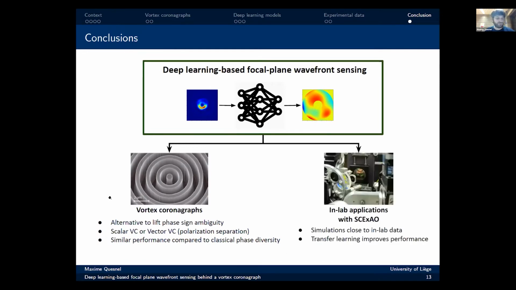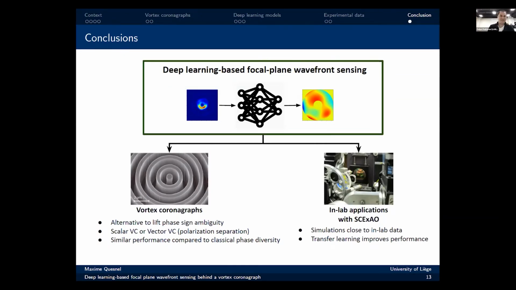And I also presented some results using experimental data, and the fact that with transfer learning, we can have some gain using simulated data as well. So thank you very much. And if you have any questions, don't hesitate.